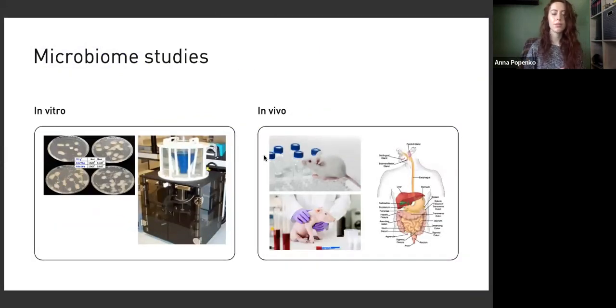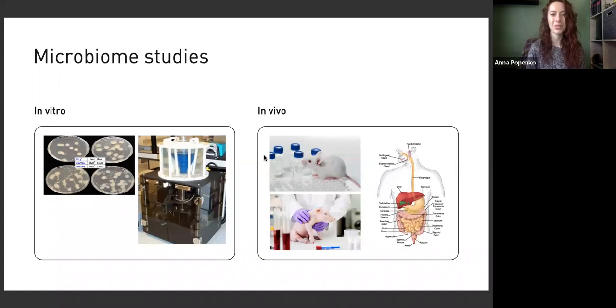Speaking about microbiome studies, there is one last important mention. They are separated into major categories, like any other biological study, by the way: in vitro and in vivo. In vitro is about growing bacteria on some media or in some artificial conditions. Here on the picture, you can see this strange black cube machine. You can try to guess what it is, but I think you won't guess it. So I'll say it is an artificial gut machine.